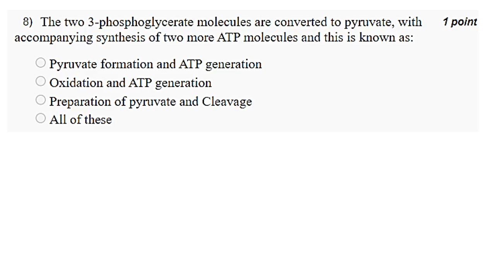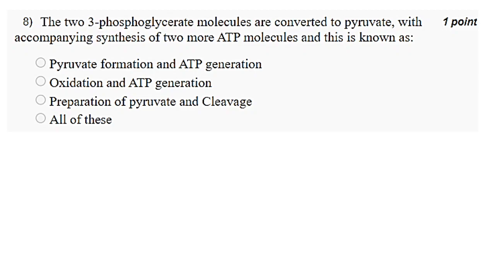Moving on to the next question. The 3-phosphoglycerate molecules are converted to pyruvate with accompanying synthesis of 2 more ATP molecules, and this is known as... Anybody? This is from glycolysis. Would anybody like to try this out? Anybody can unmute and try this out. I think it's already covered in the chapters, in the lectures.